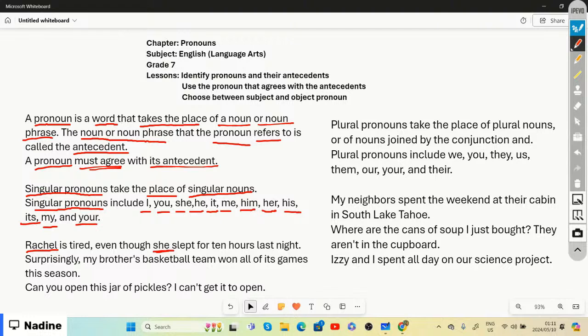Who slept for 10 hours last night? Rachel slept for 10 hours. So we don't have to say, Rachel is tired even though Rachel slept for 10 hours. No, we are replacing the name Rachel with the pronoun she. So we are saying, Rachel is tired even though she slept for 10 hours last night. And that is how our pronoun she agrees with our antecedent, which is Rachel.